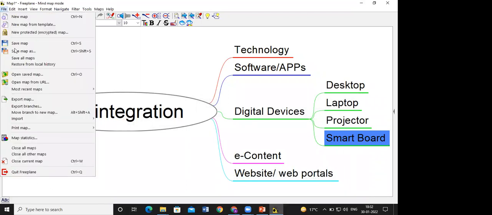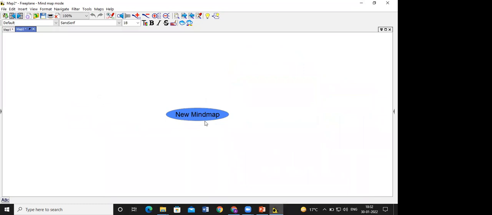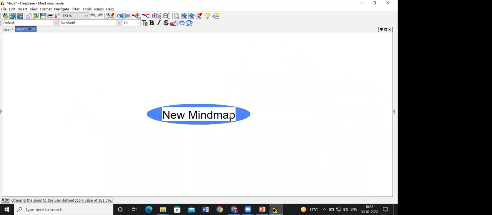Okay, suppose I need to prepare a new mind map. Let's prepare a lesson plan for this. Suppose I'm teaching any topic. Can you tell me any topic? Any topic you want to tell me? Suppose we are teaching the types of chemical reaction. Okay, so I'm writing here, types of chemical reaction.